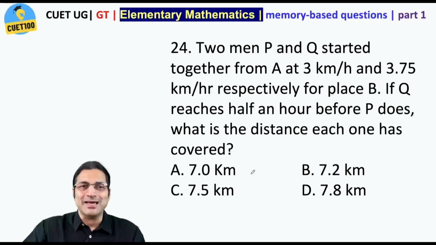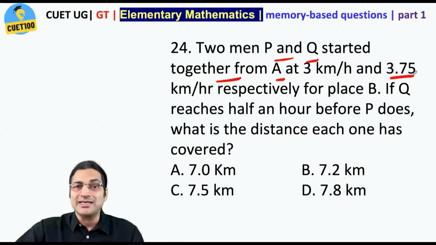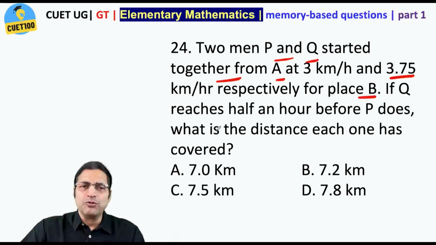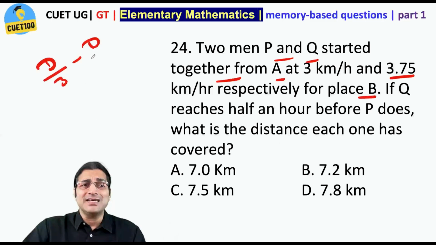Alright, okay. Two men P and Q started together from A at 3 km per hour and 3.75 km per hour respectively for place B. If Q reaches half an hour before P does, what is the distance each one has covered? Here mostly people get tempted to write this: D by 3 minus D divided by 3.75 is equal to 1 by 2, and then they solve the equation, right? Of course, D being the distance.